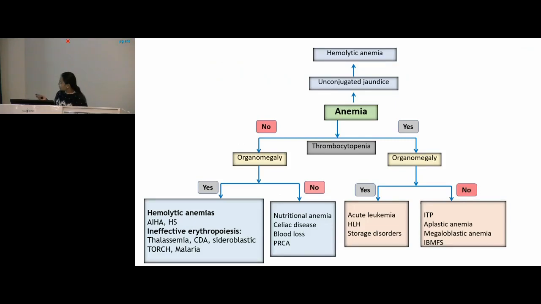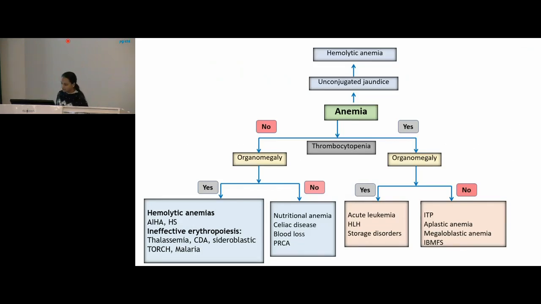And if a child is having anemia with thrombocytopenia, that means there is bicytopenia. And in that particular child, if you have organomegaly, it is a pointer towards marrow infiltrative disorders. So that could be a wide variety of conditions like leukemias, HLH, and storage disorders. So if there is bi or pancytopenia and the child is having organomegaly, you will think of marrow infiltrative pathologies. But if there is no organomegaly and there is bi or pancytopenia, it indicates that there is a marrow failure.